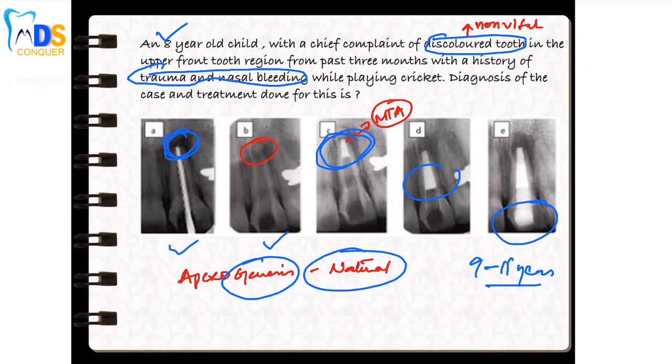In this, there is no natural way of closure of the apex because the pulp is already gone. So there is no one to generate the dentin over that particular area to close the apex. So what we are doing, we are artificially doing it. The artificial closure of an apex is called apexification. So this procedure is called apexification.